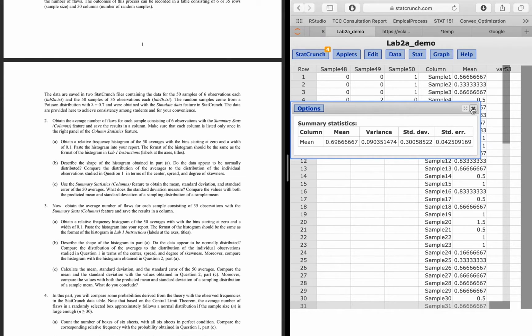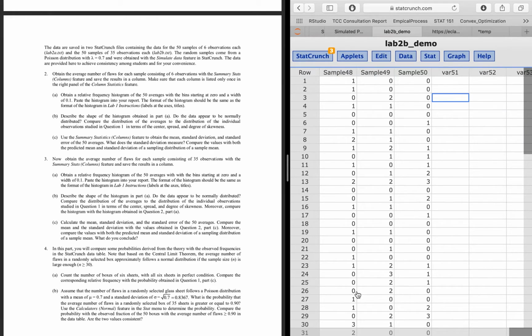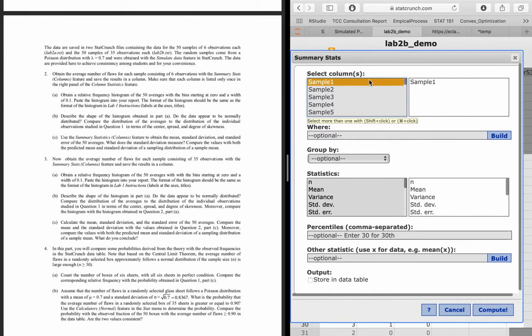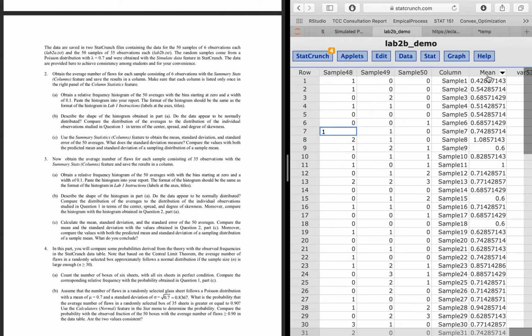Question 3 is very similar to question 2, just instead of using lab 2A, we use lab 2B. Lab 2A has 50 samples, each with sample size 6, and lab 2B has 50 samples, each with sample size 35. Again, the first step is to compute the mean of each sample: Statistics, Summary Statistics, Columns, choose all the samples and only the sample mean, and store this in the data table. So we have these new columns with the mean here.